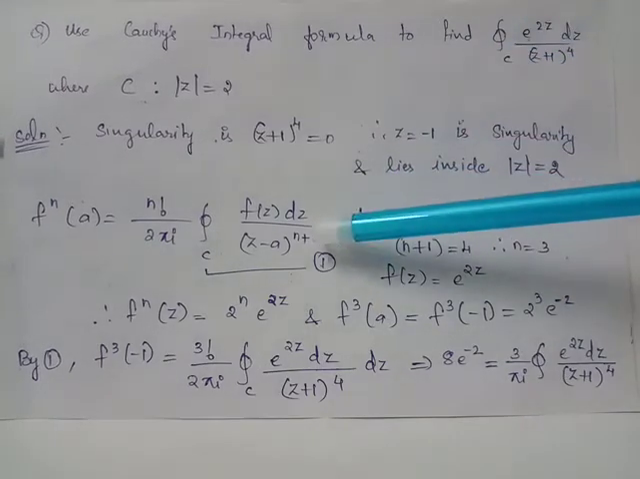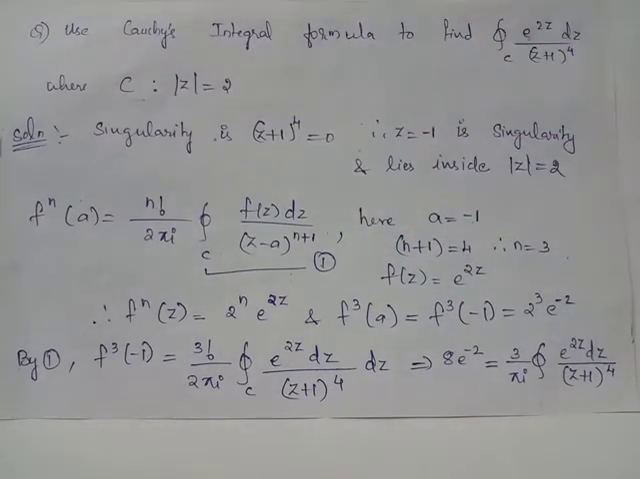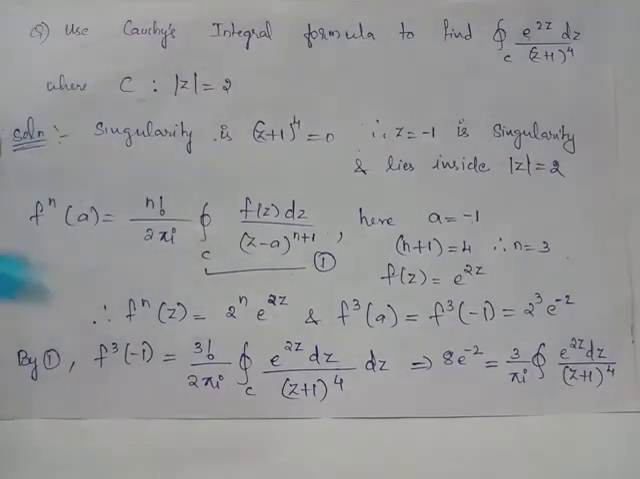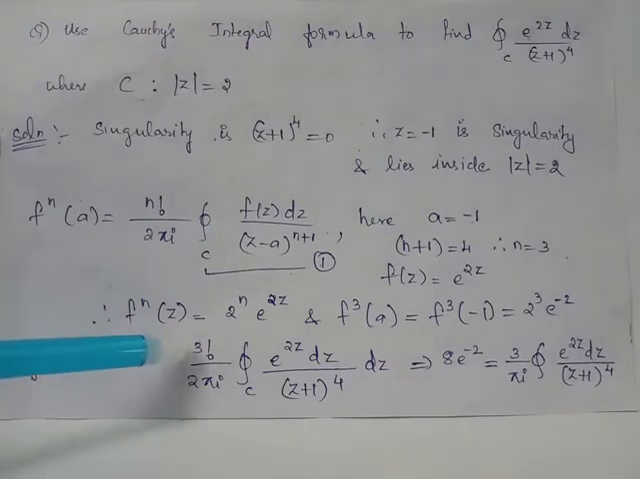By using this equation, we can also evaluate f triple dash of minus 1 as 3 factorial upon 2 pi i times the integral over C of e raised to 2z dz upon (z plus 1) the whole raised to 4. By just giving n equals 3 wherever n appears and a equals negative 1 in equation 1, we obtain this expression. We can rewrite it as 3 by pi i times the integral over C of e raised to 2z dz upon (z plus 1) the whole raised to 4, because 3 factorial already contains 2 and 2 can be cancelled from numerator and denominator.